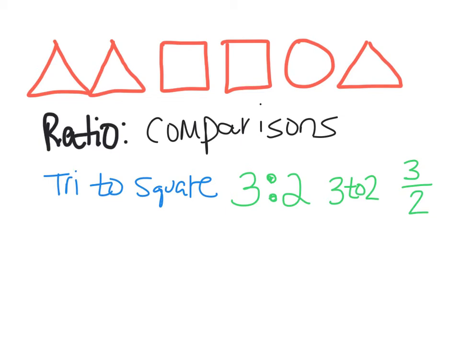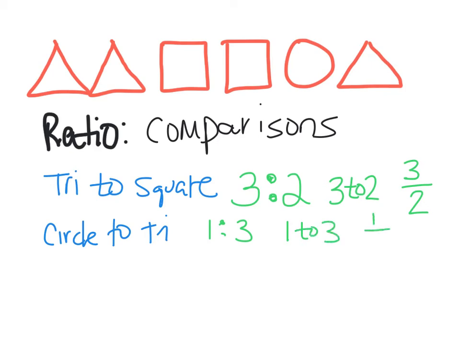Okay, so another comparison we could make would be circles to triangles. Okay, so if we did that one, we have 1 circle to 3 triangles, so it'd be 1 colon 3. You could write it as 1 to 3, and you could write it as 1 over 3.